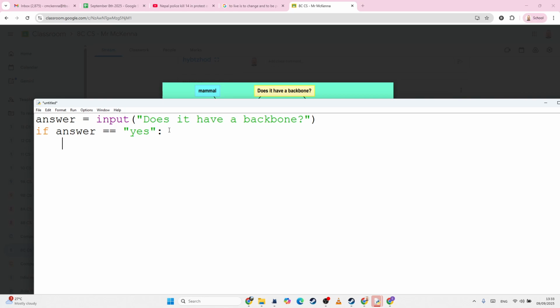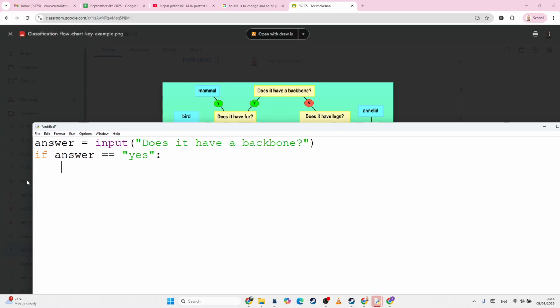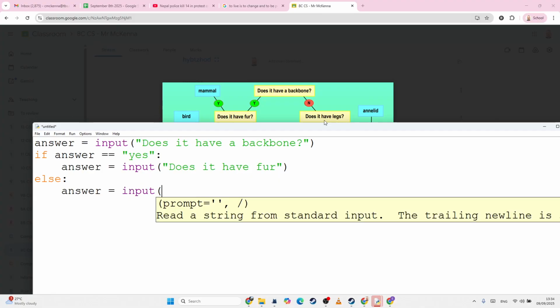If it says yes, what am I going to ask? Okay, so I'm going to ask another question. So if it's yes, I'm going to ask answer equals input. Does it have fur? Now, if they say no, well, basically if they say anything but yes, we can use else. So, we're going to ask, does it have legs? So, answer equals input. Does it have legs?